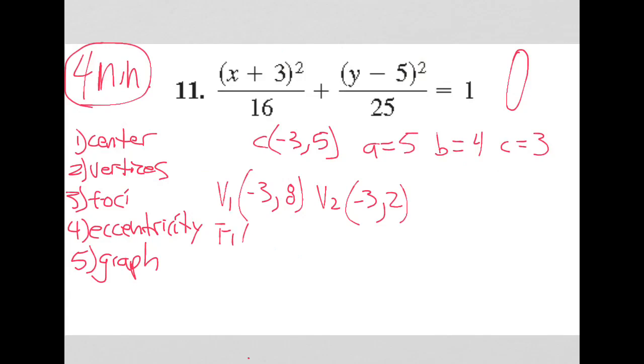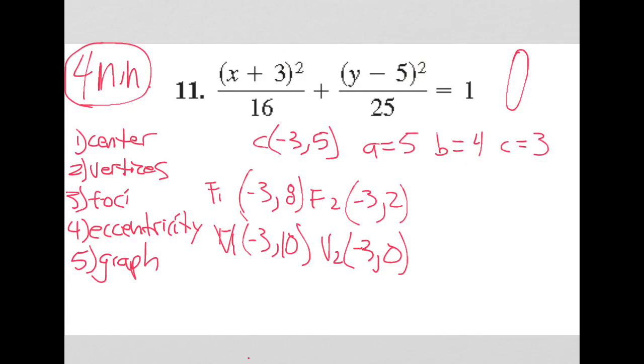Same deal with the focus. We can say one focus will have that same x value, but it will be, whoops, I goofed that up. C was my value of 3. So I actually just wrote the coordinates of the two foci. So my bad, that would be focus 1 and focus 2. And now I want to write the coordinates of the vertices. Vertex 1, so -3. Add the length of a to that, so 5 plus 5 is 10. And then my second one at 5 minus 5, which puts it along the x-axis with a y value of 0.